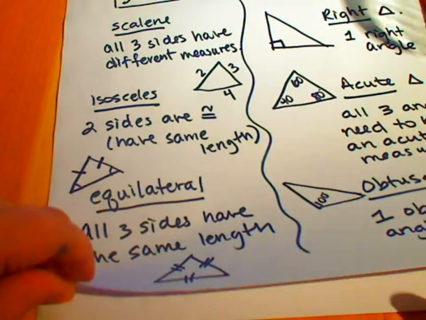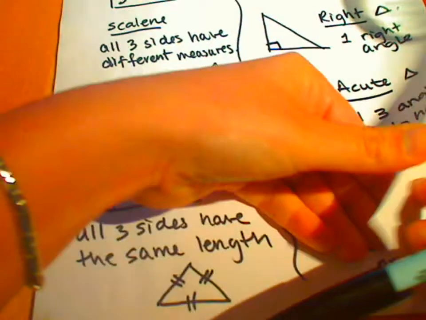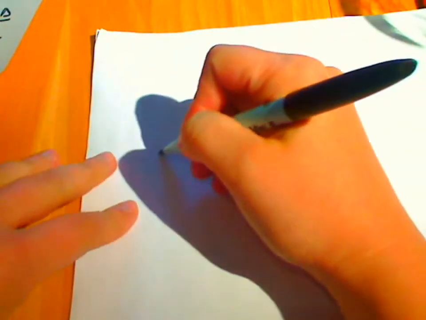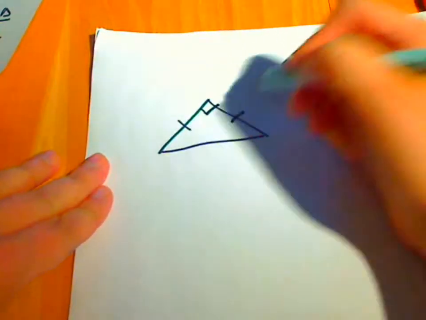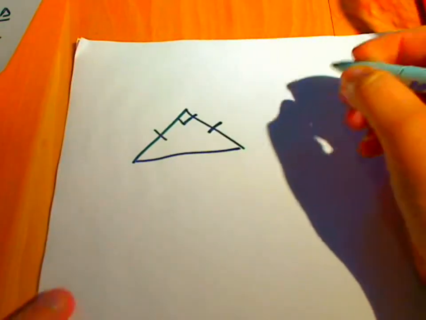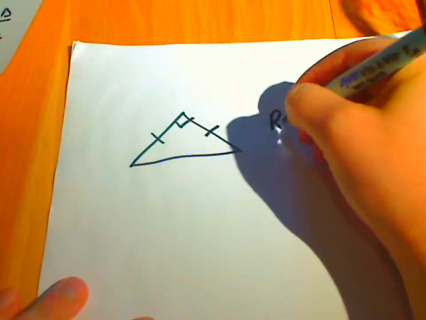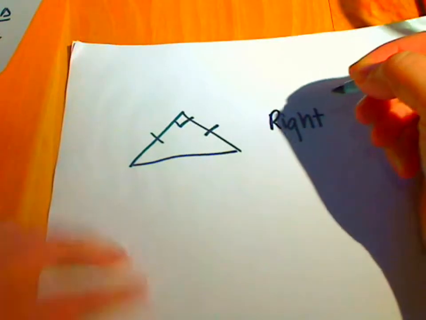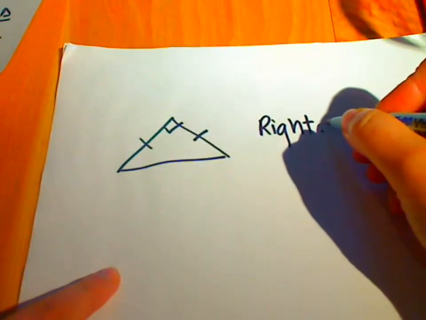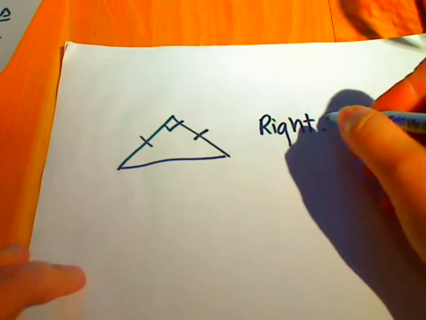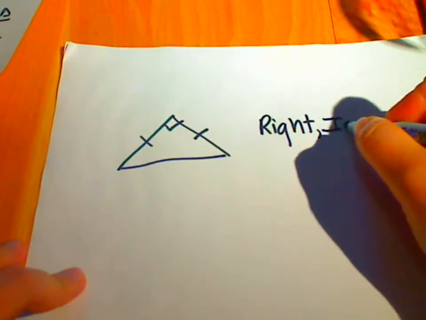Now, one thing that does get confusing is that if you have a triangle and you're asked to classify it, something like this. Well, this is a right triangle based on the angle, and it is also, based on the sides, isosceles.